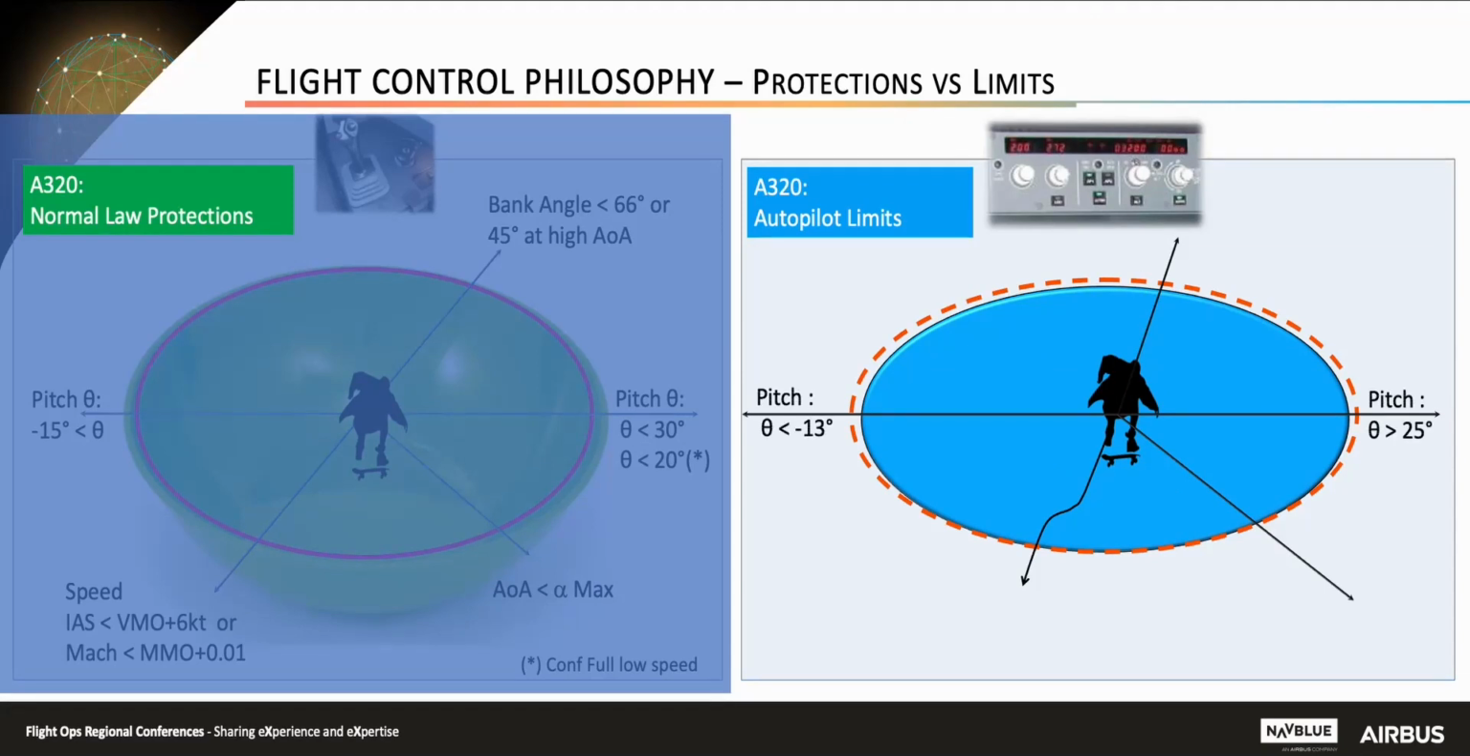For the pitch, these limits are minus 13 degrees and above 25 degrees. For the bank, it's above 45 degrees. For the alpha prot, above alpha prot plus 1. For the overspeed, when reaching the limit, the autopilot will initially try to pitch up before disconnecting if normal conditions are not recovered.